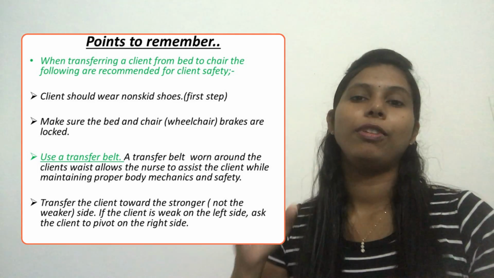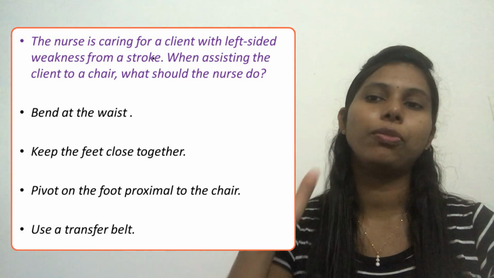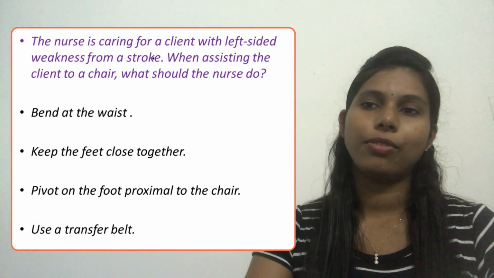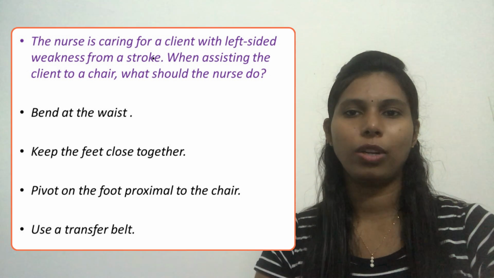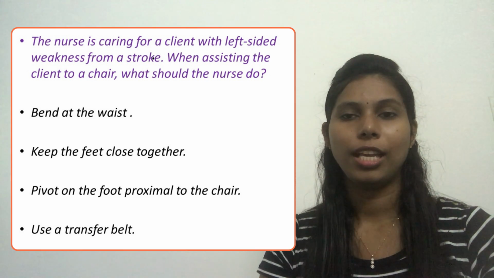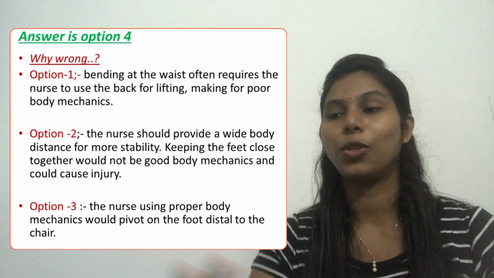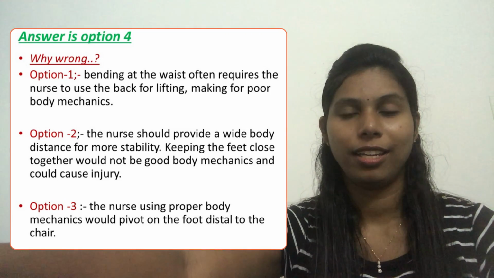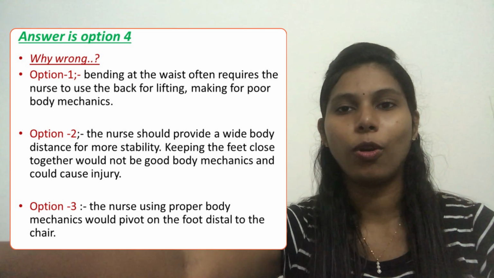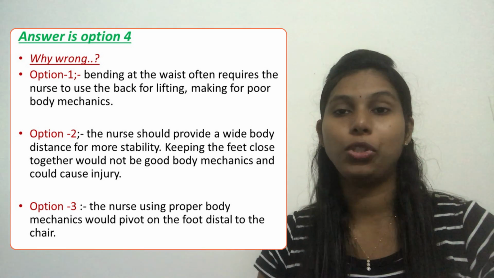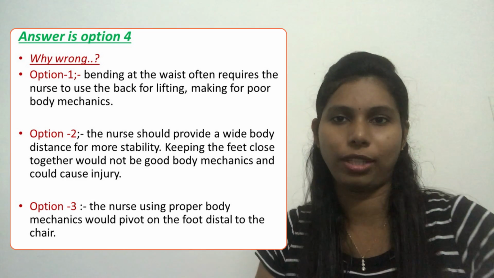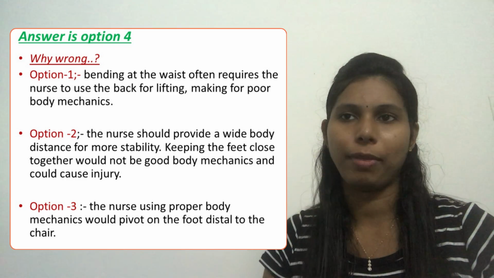Then our answer will be what? Out of these 4 options, now we got our answer. Option 4 is our answer. Use a transfer belt. So why are the other options not our answer? Bend at the waist. As per the body mechanics principle, bending at the waist is not the proper technique. That will put strain on the nurse's back, because she's using the back for lifting the weight of the client. So that is not proper body mechanics.